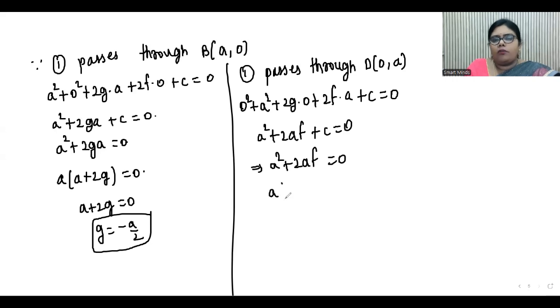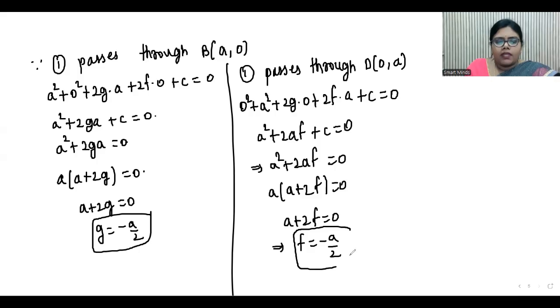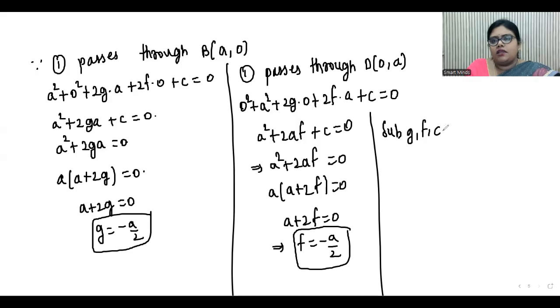If you take a common, we will get a plus 2f is 0. So we can write a plus 2f is 0. From here we can say that f is minus a by 2. Now you can substitute the g, f, c values. Substituting the g, f, c values in equation number 1. That is the general equation.